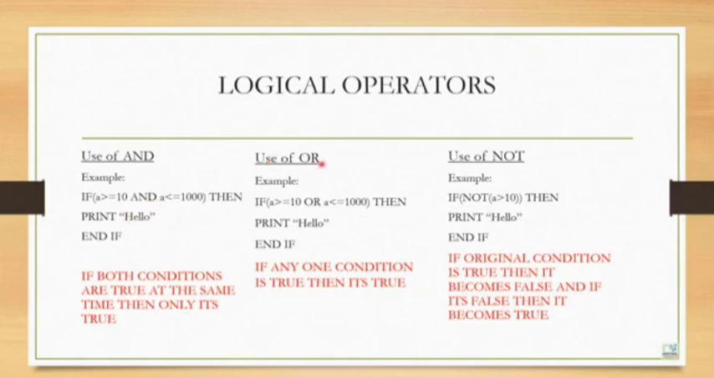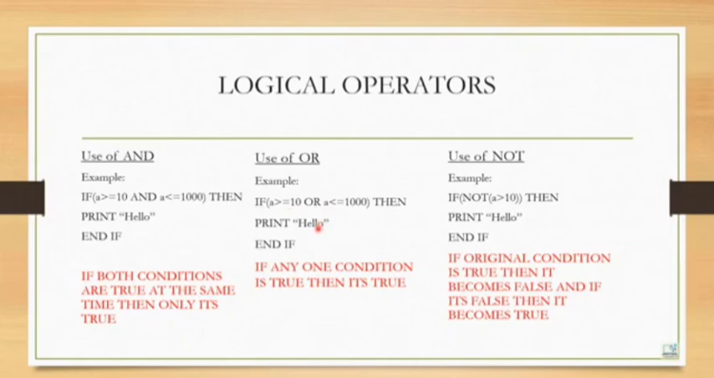Coming to the OR operator, if instead of writing AND I write OR, so the rule is if any one condition is true, then it is true. Means either this is correct or this is correct. Any one of them is correct, it is correct. If both of them are correct, still it is correct, but at least if one of them is correct, it is correct. Now for an example, if I say that the number is 10,000, so 10,000 greater than equal to 10, the first condition is true, but the second condition is false, still it will print hello.